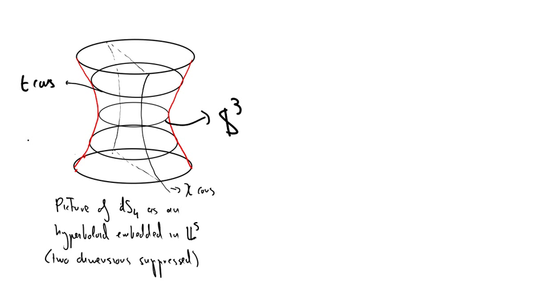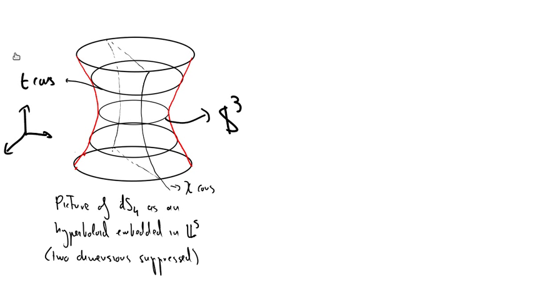I am saying that this is a four-dimensional hypersurface embedded in five dimensions. So just let me draw the five-dimensional axis. And so, well, this hypersurface, this hyperboloid, gives us a visualization of the de Sitter spacetime.